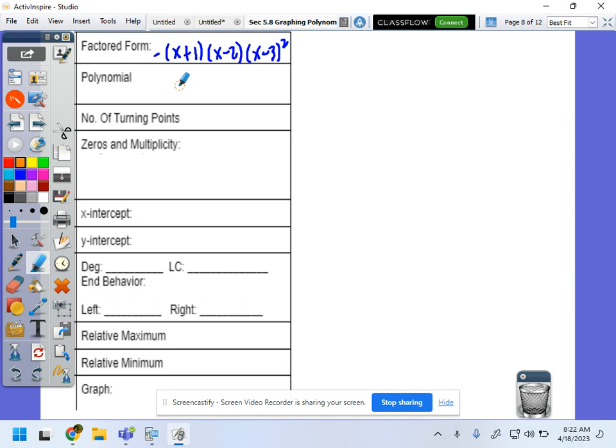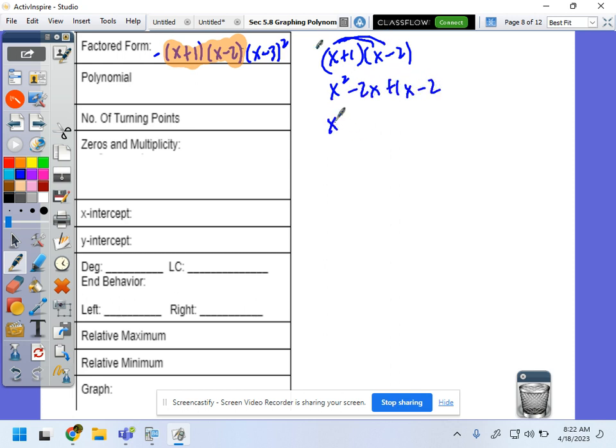In this case, I have negative of x plus 1, x minus 2, x minus 3 squared. I'm gonna multiply this one first here. I'm gonna use the FOIL, and I'm going to take care of the negative last. x plus 1, x minus 2: FOIL it, x squared, negative 2x, positive 1x, minus 2. That will give us x squared minus 1x minus 2.